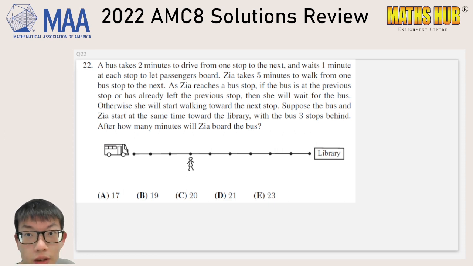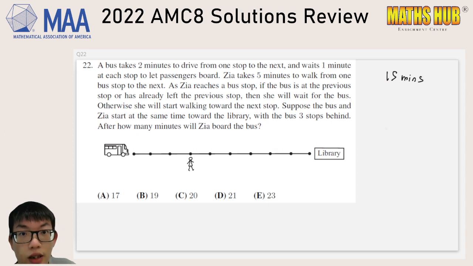Okay, so we don't need to consider immediately the timings because the options show something like 17 minutes. So at the very least, let's just look at what happens after 15 minutes. Now after 15 minutes, Zia is here.